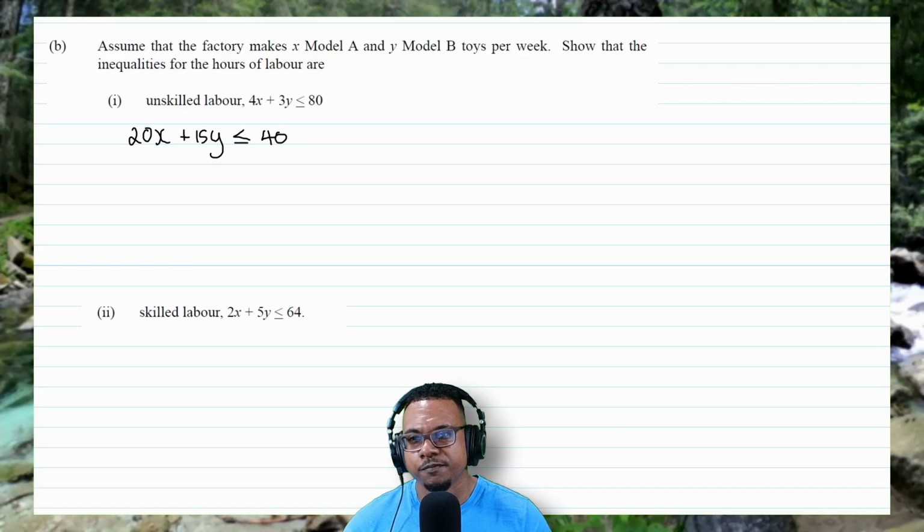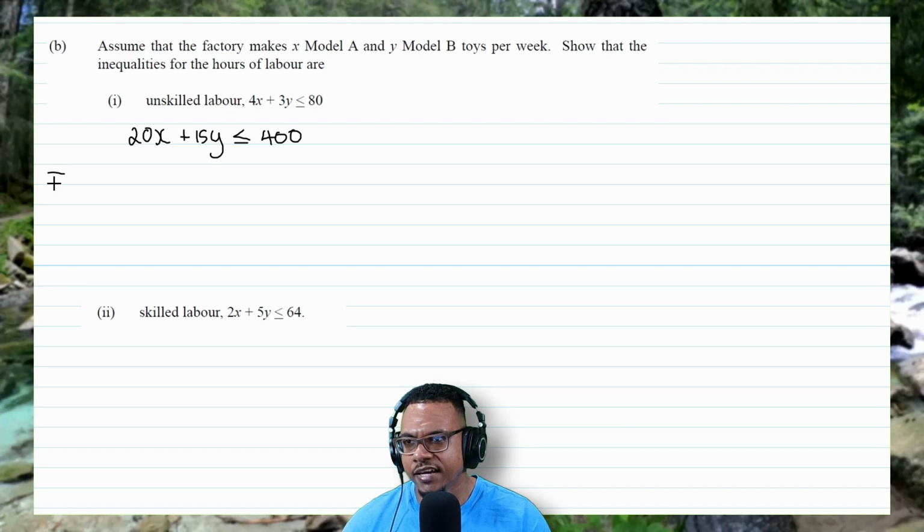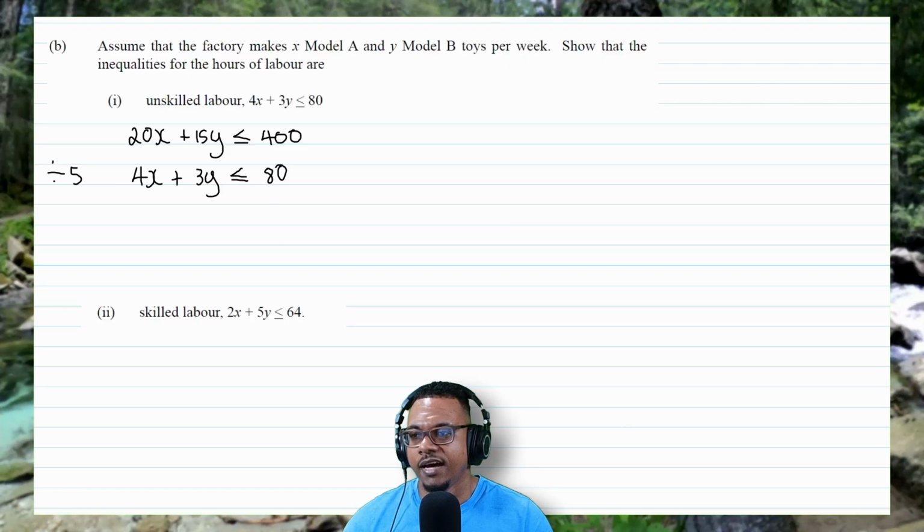equal to 400. Now, if you look at both sides of this inequality, we realize that these numbers are divisible by 5, right? So let's divide both sides by 5. All right. So divide 20 by 5 and we get 5 4s are 20. So 4x. All right. Divide 15 by 5 and you get 3. So 3y. All right. Less than or equal to. Divide 400 by 5 and that is equal to 80. All right. And there you have this inequality here.